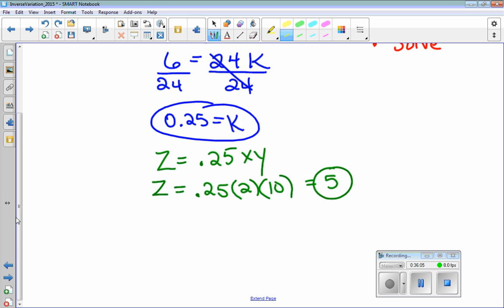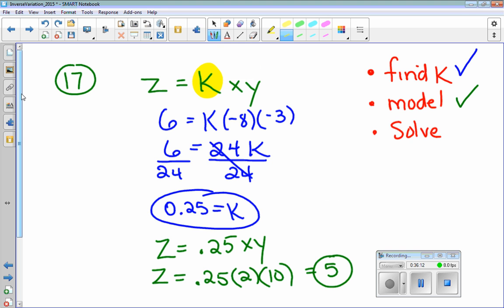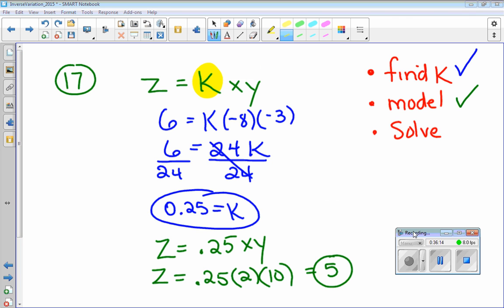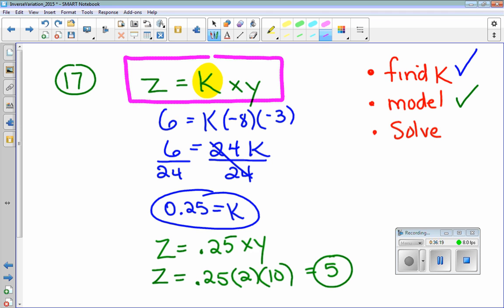Okay? So problems 18 and 19 I'm going to leave you to do. This is the same process you're going to do. The only thing that may be different is this equation I'm highlighting in purple, because it depends on what the question says. In number 18, what's the equation going to be that I'm going to use to solve for K? Z varies directly with X and inversely with Y. What's 18's equation going to be?